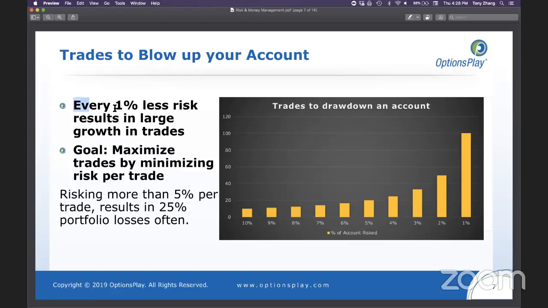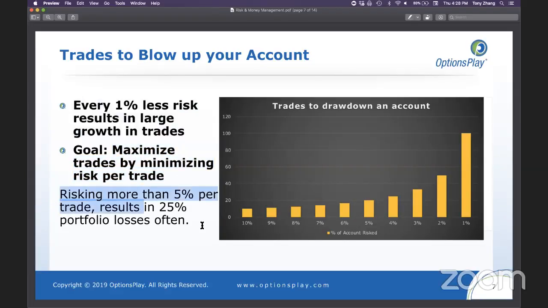So every percent less that you risk results in a large growth in the number of trades it takes to blow up your account. And the goal is simply just to maximize the number of trades that it takes to blow up your account by minimizing the risk that you take per trade.